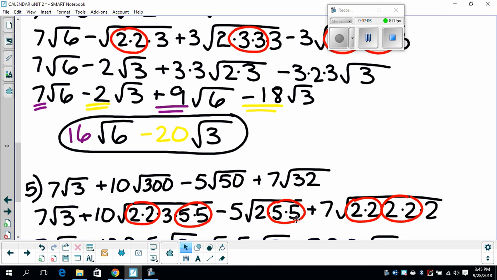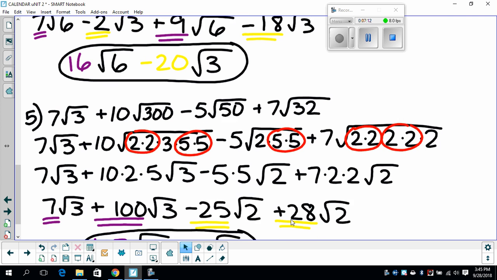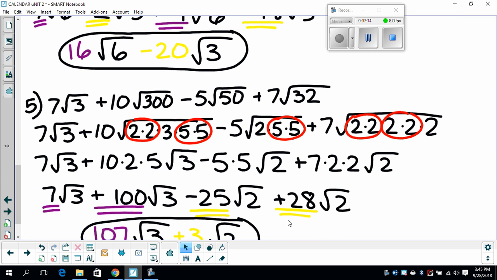Okay, and finally, the last one, number 5. Again, there's a lot of work to be done, but we'll do it one step at a time. 300 gets broken down into 2 times 2 times 3 times 5 times 5. Again, make sure, especially when you're dealing with these large radicals, that you multiply your numbers out to make sure that you get what you started with.